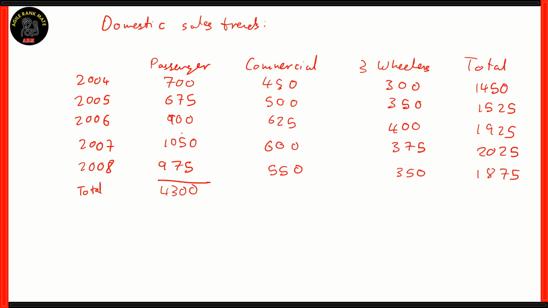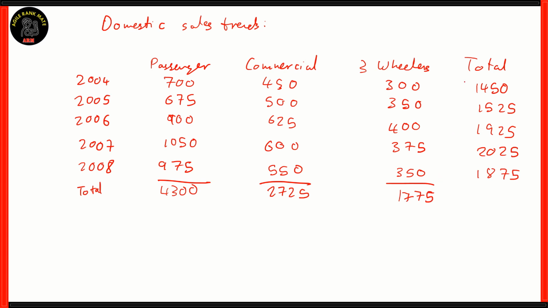5, 19, let's do 21. So you get a total of 4,300. Similarly, if you add all of this, you'll get a total of 2725. And for three-wheelers, the total number would be 1775.